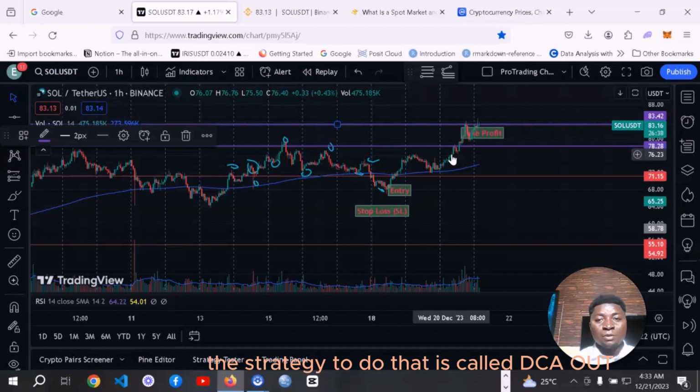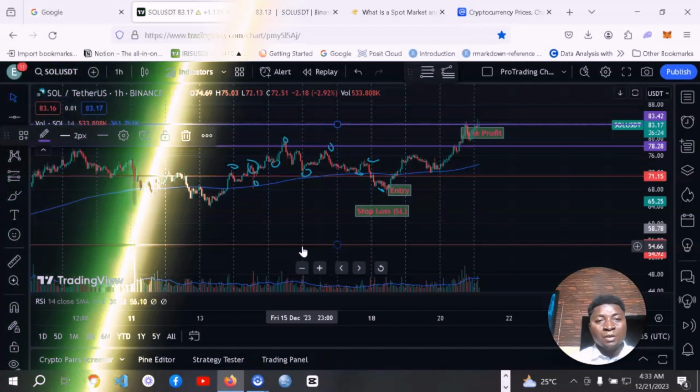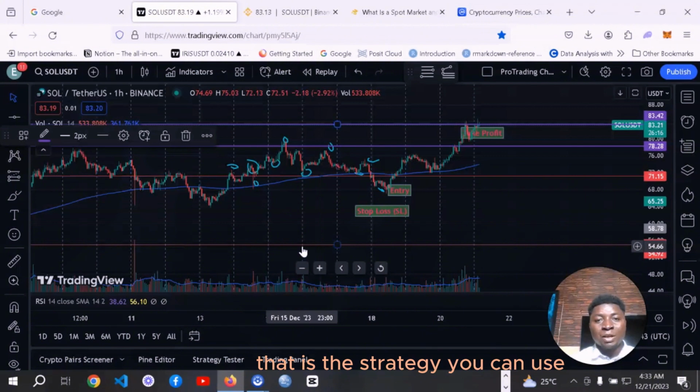The strategy to do that is called DCA out. Which means when the price of the coin or the token you are holding rises to a certain level, you sell a percentage, and when it rises to another level, you sell some percentage. That is a less risky strategy that you can use to maximize the profit, or to gain more in your trade.